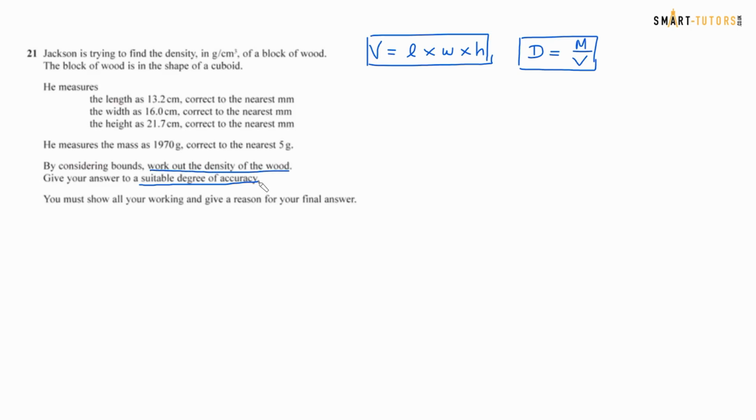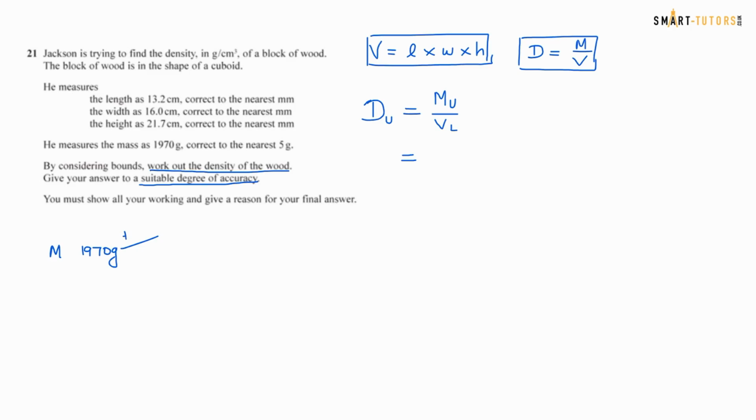So they ask you to work out the density. You need to write this one. So density upper bound, U stands for upper, equals mass upper over volume lower bound, right? Let me carry on working on this one. So for the mass upper bound, I need to come here. The mass is 1970 grams, nearest to 5 grams.